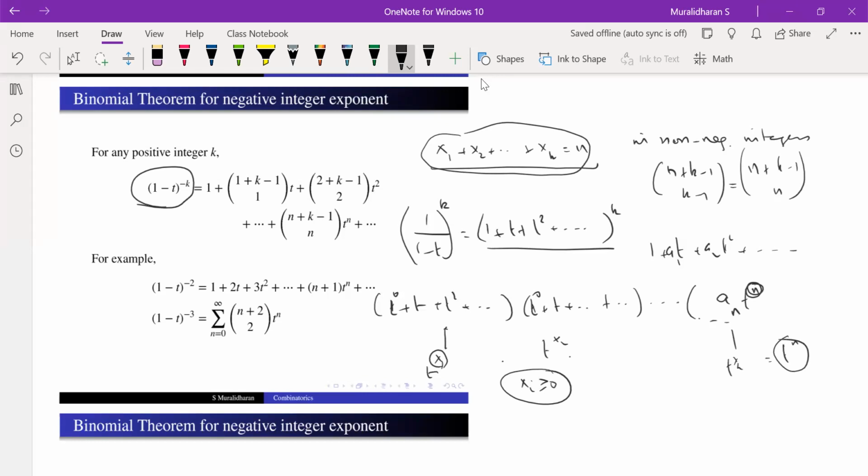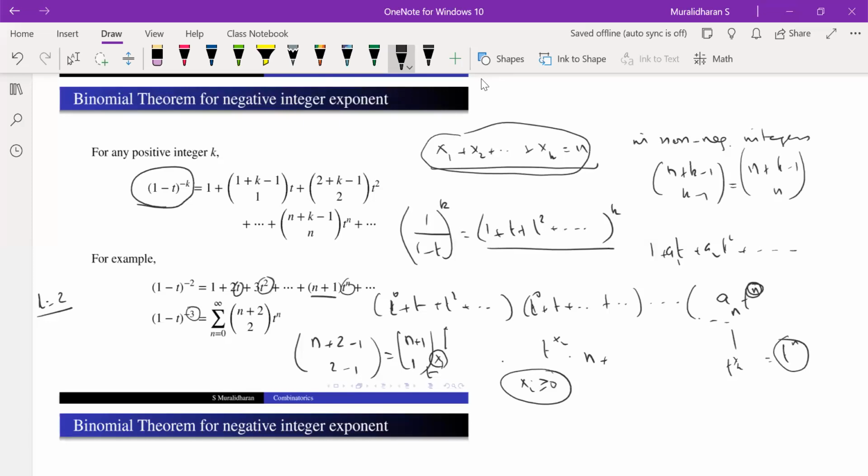So if I want k equal to 2, what will I get? This n plus 2 minus 1, c 2 minus 1, which is same as n plus 1 c 1. So the coefficient of t power n is n plus 1. So coefficient of t is 2, coefficient of t square is 3, coefficient of t power n is n plus 1.